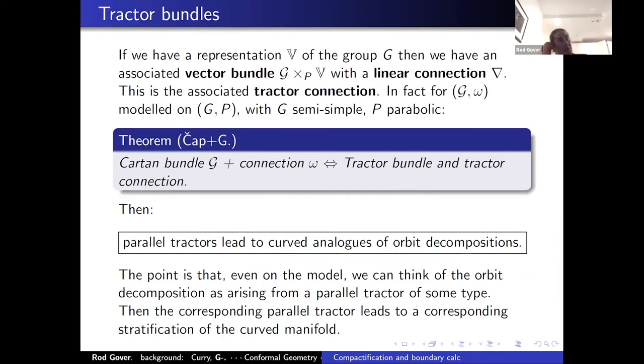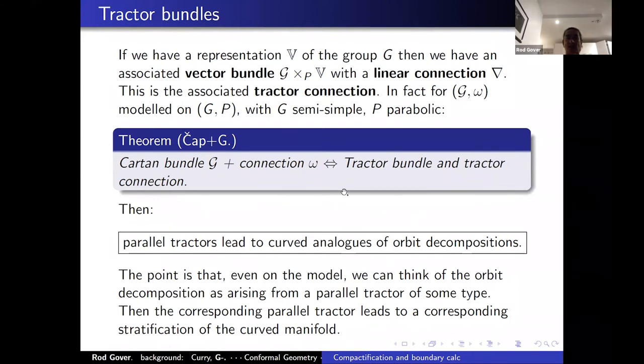Okay, then tractor bundles. We've been talking about tractor bundles in the conformal setting explicitly. In this Cartan picture, how do you get them to show up? Well, of course, if you have any representation of P, then you can get a vector bundle, the associated vector bundle G cross P V. But if this V is not just a representation of P, but a representation of the group G, thought of as a P module by restriction, then the Cartan connection on curly G gives you a linear connection on this associated bundle. And that's what we call a tractor bundle, with a tractor connection, this linear connection.